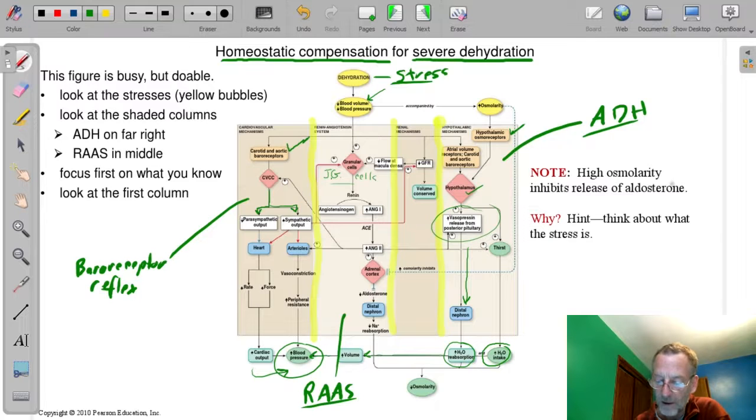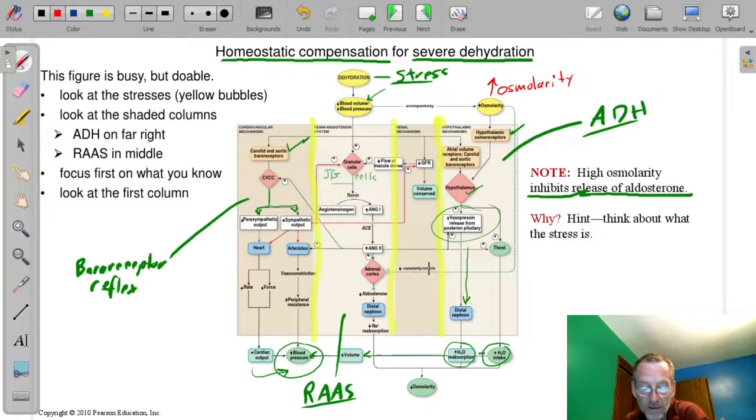Okay? So something to note before we leave this is that high osmolarity inhibits release of aldosterone. So where is that shown? Let's follow this through. So back to high osmolarity at the top right, the yellow bubble. So here's high osmolarity. Okay, so follow the dashed line. Comes down, and it comes over here, hangs a left, and goes over and hits the adrenal cortex.